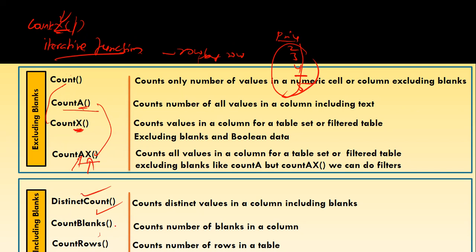COUNTBLANK counts the number of blanks in a column. So what value? Only one, right? Sometimes you want to know how many blank values are there in the column, and COUNTBLANK is very helpful. The COUNTROWS function will give you the total number of records in a table. That's all, it's a very simple one.